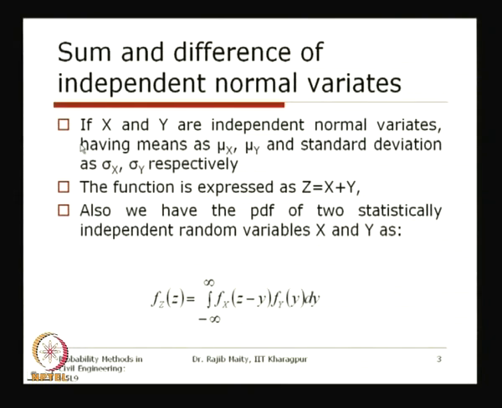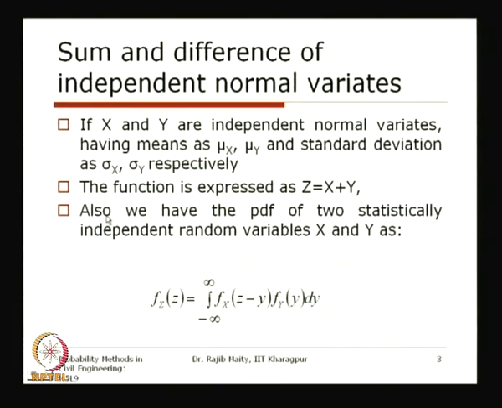Here, if X and Y are independent normal variates, that is, they have the normal distribution with parameters mu x and mu y, and standard deviations sigma x and sigma y respectively, then the function is expressed as Z equals X plus Y. So we are taking the summation of two normally distributed random variables, each having its own mean and standard deviation. For X it is mu x, sigma x, and for Y it is mu y, sigma y.